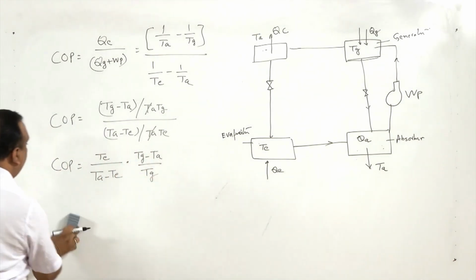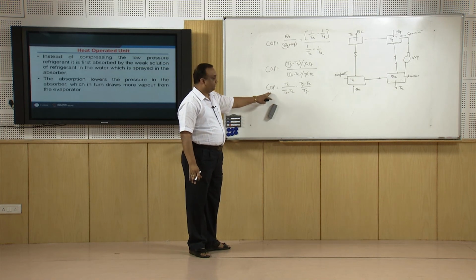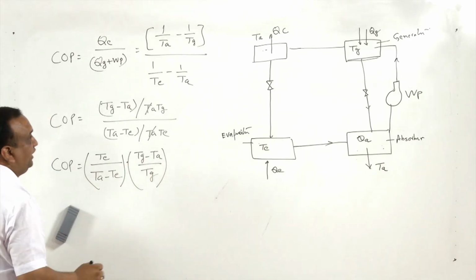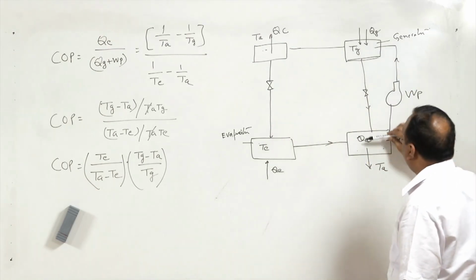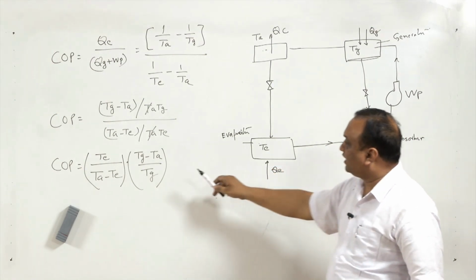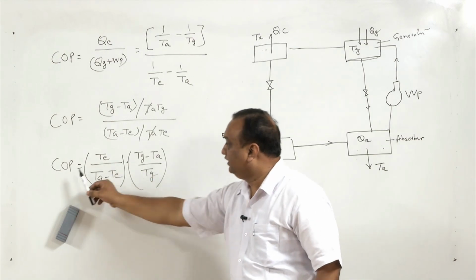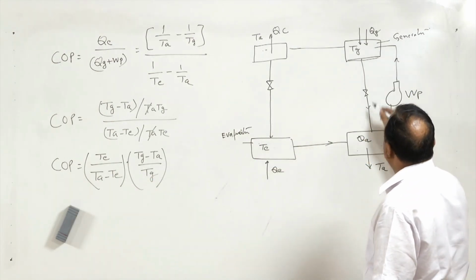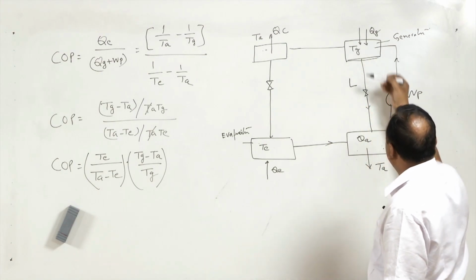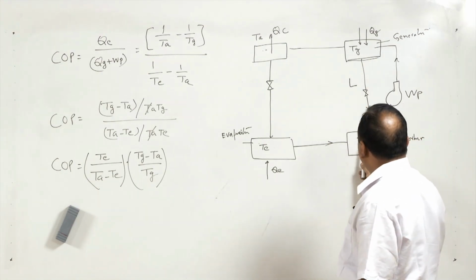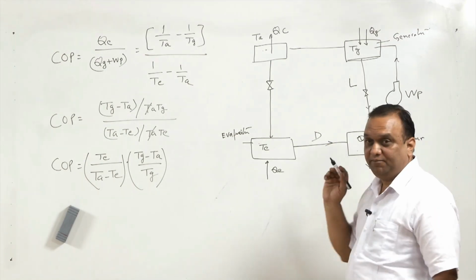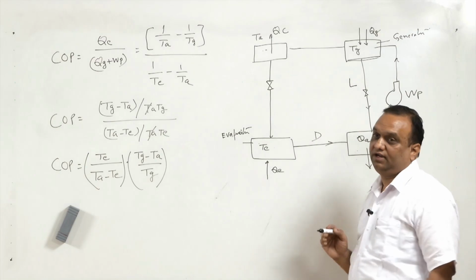Now, this is the expression for the coefficient of performance of this vapor absorption refrigeration system. Now, if you look at these expressions individually, TG minus TA over TG means a Carnot cycle working between this temperature and this temperature. The efficiency of the Carnot cycle can be expressed by this expression, and multiplication of these two will give the COP. Now, TG minus TA is known as lift, the temperature difference between generator and absorber. Temperature difference between absorber and evaporator is known as depression. Now, for a better performance of the system, the ratio of L by D should be less than 1.